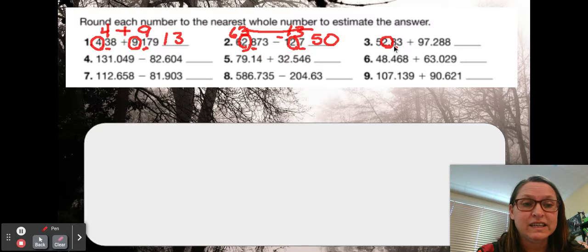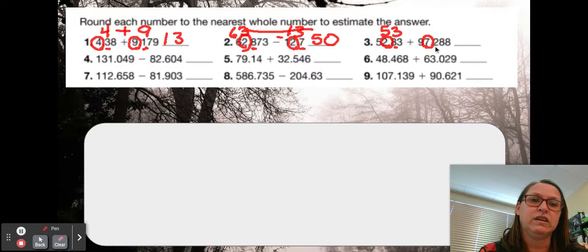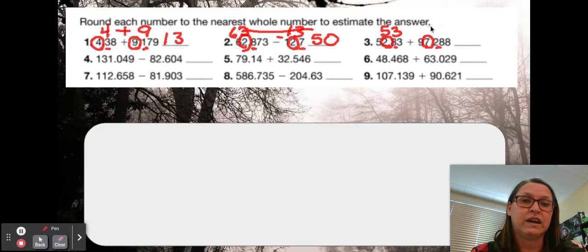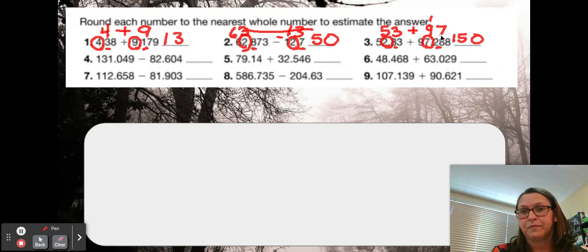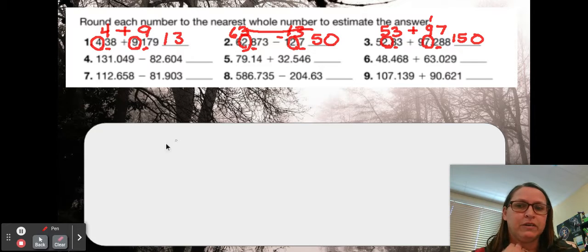8 is in the 5 or more. Let it 5 or more, raise the score. So my 52 will actually go up one digit, and it will be 53. This one right here, I'm going to circle my 7, and I'm going to look at the 2. The 2 is less than 4, so I let it rest. So my 97 will stay a 97. So 53 plus 97 would give me 150. I will do a few more examples down on the bottom.